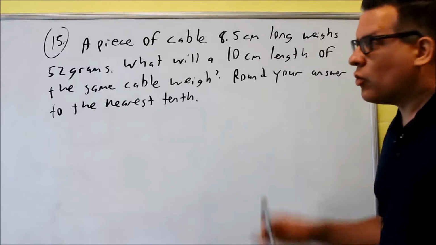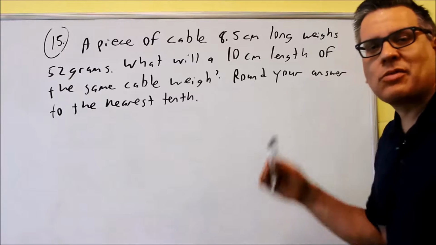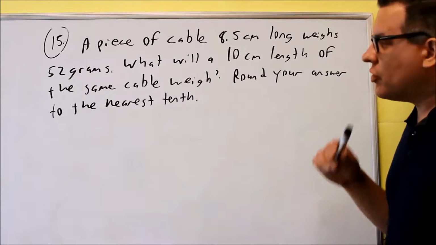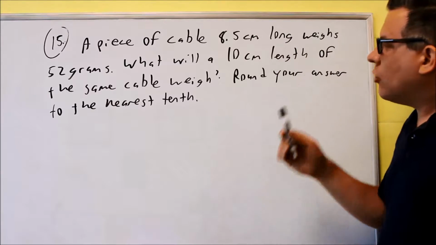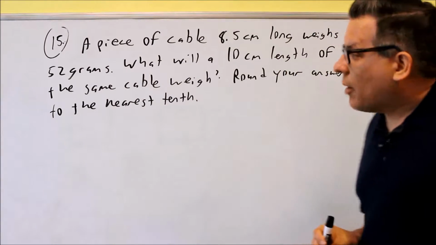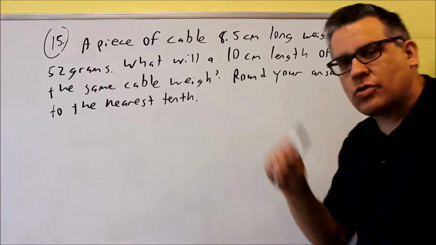Number 15 is a word problem that has you set up a proportion. So you're solving the same type of equation we just set up for the previous one. The piece of cable is 8.5 centimeters long and weighs 52 grams. What will a 10 centimeter length of the same cable weigh? Round your answer to the nearest tenth.